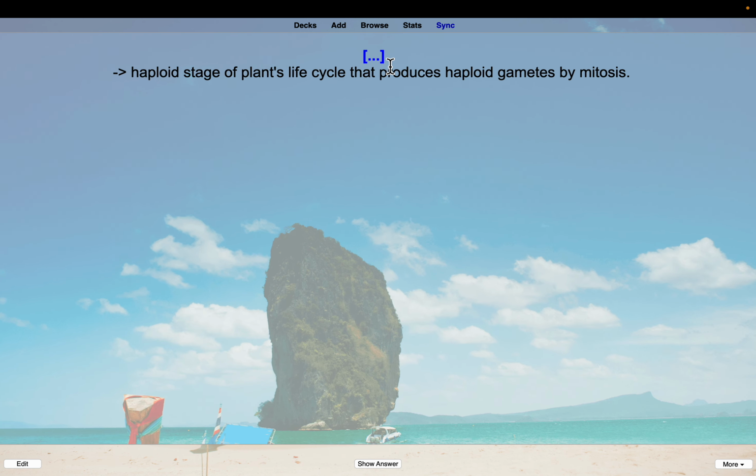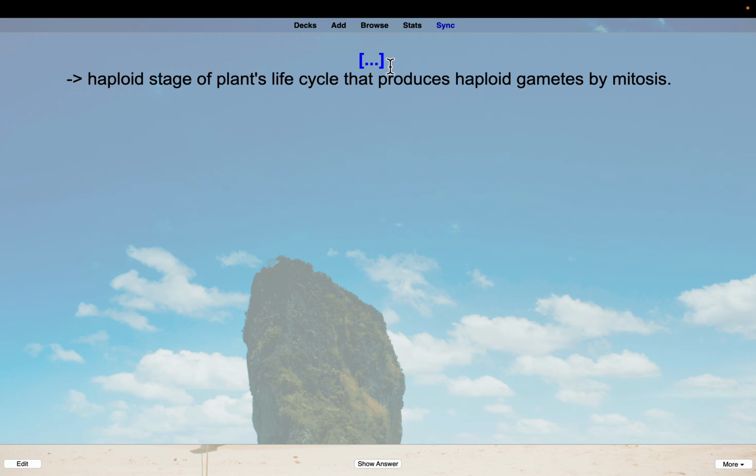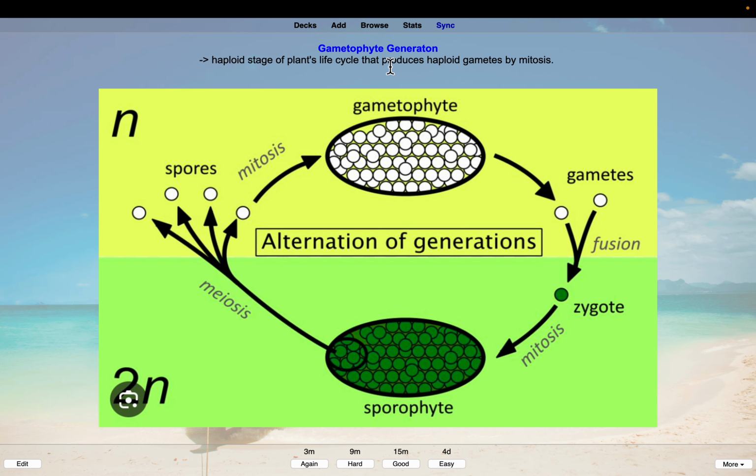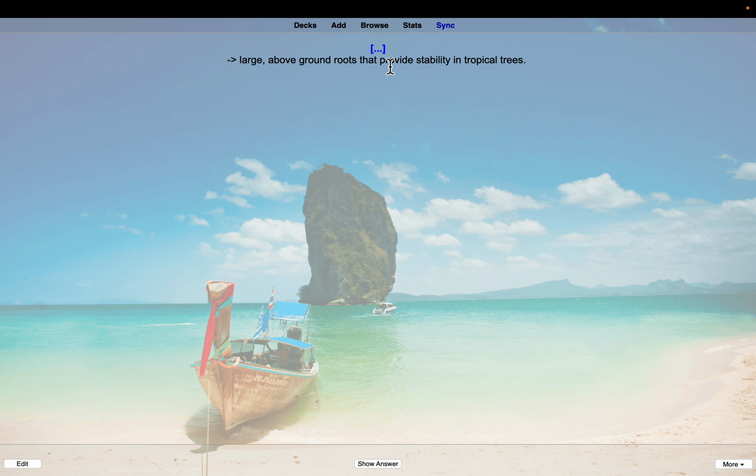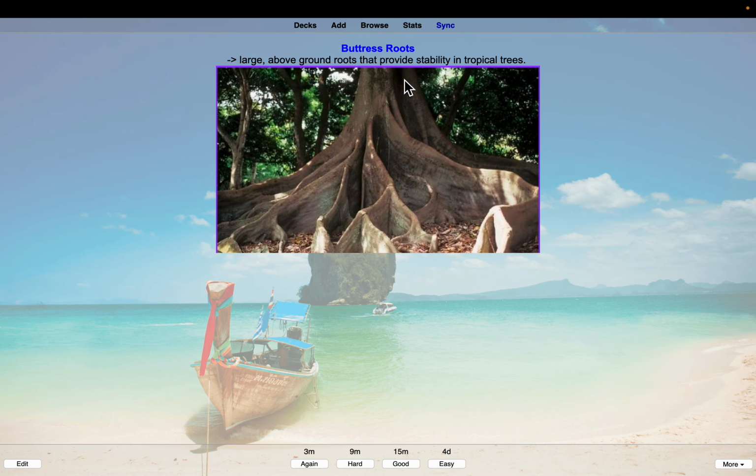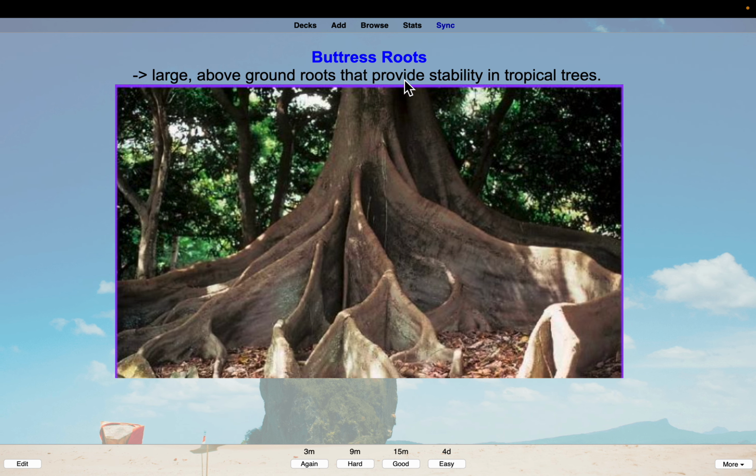Blank is a haploid stage of a plant's life cycle that produces haploid gametes by mitosis. We've seen this already. Blank is a large, above-ground roots that provide stability in tropical areas. Buttress roots. Also, this is one thing that I can also say because I remember clearly.